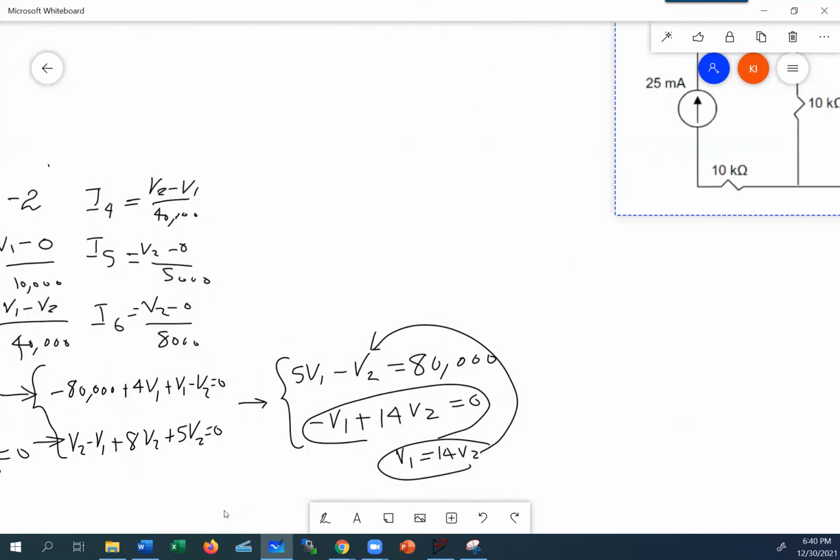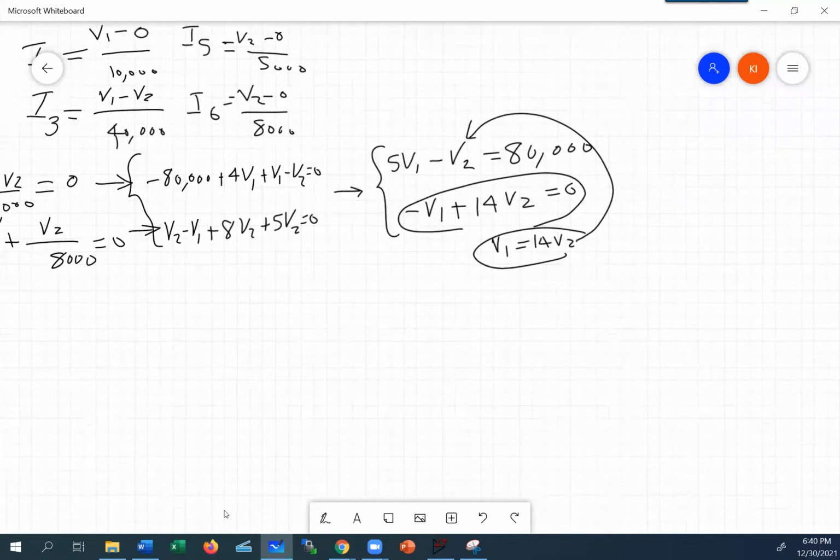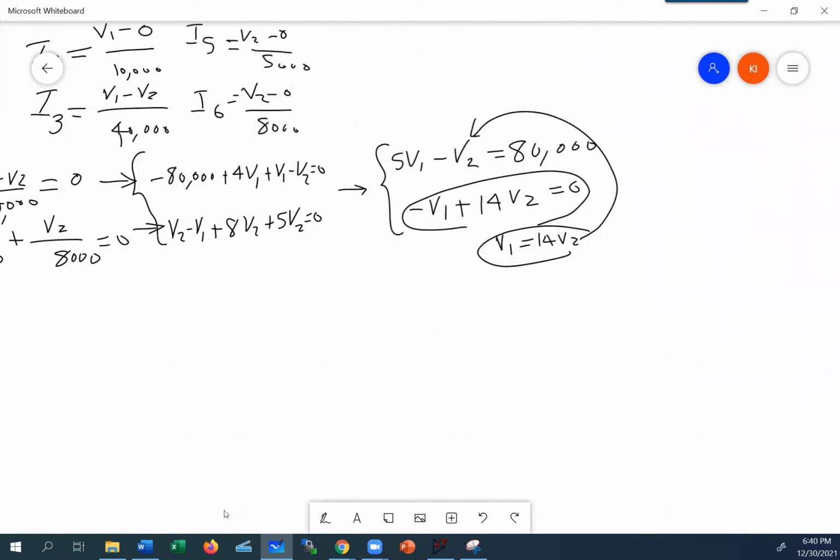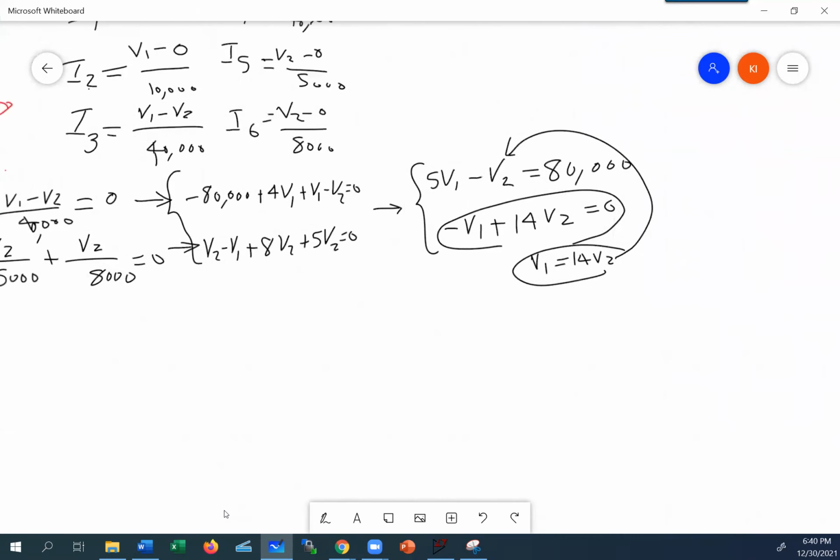And substitute it in here. So I can substitute it in the top one. So 14 V2 gets substituted for V1, 5 times 14 is going to be 70. So that's the top equation. The top equation is going to be basically 70 V2 minus V2 equal to 80,000.